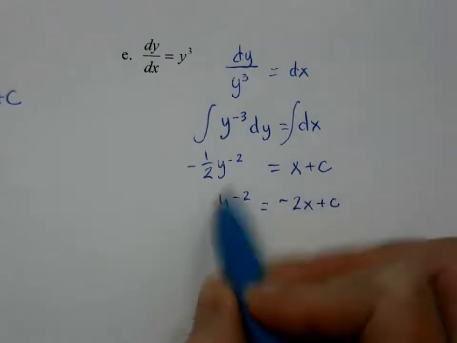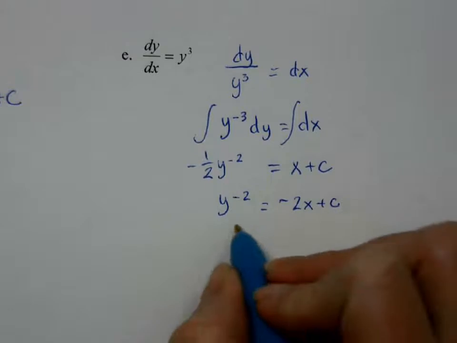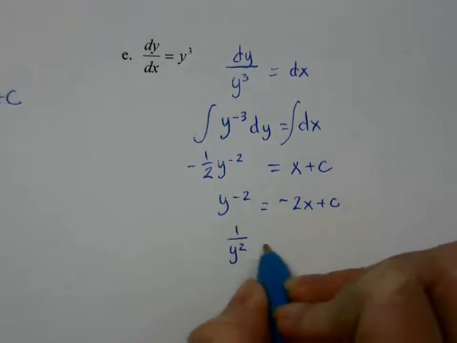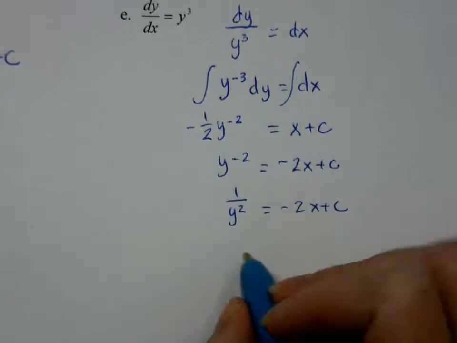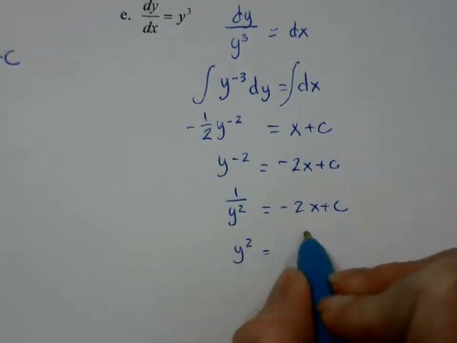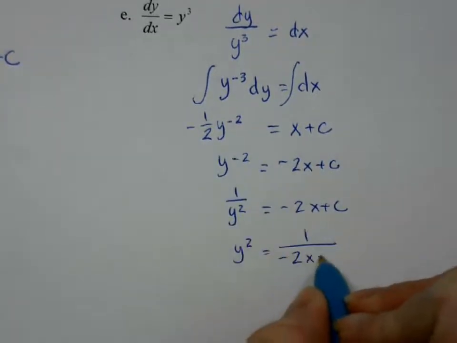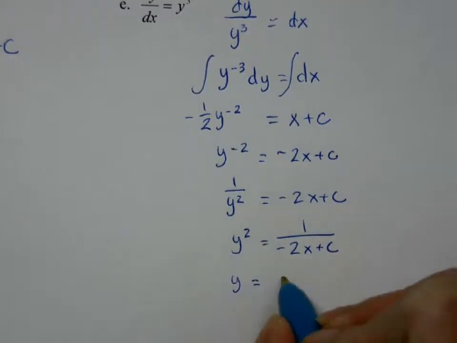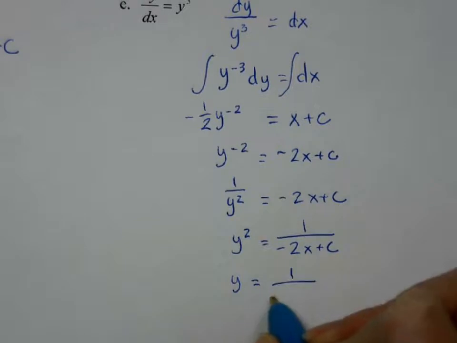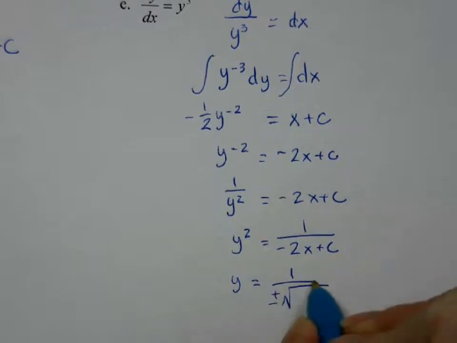Okay, this is going to be the same as 1 over y squared equals -2x plus c, which means y squared is going to equal 1 over -2x plus c. And then I'll take the square root. So this is going to be square root of 1 is 1 over plus or minus the square root of -2x plus c.